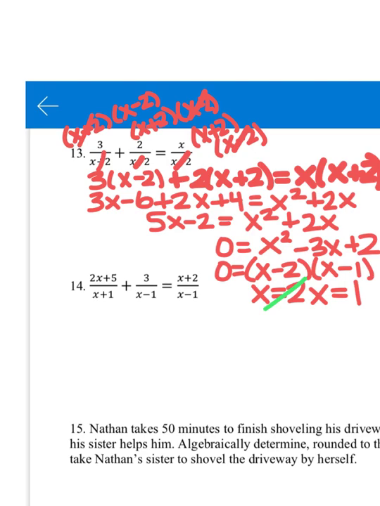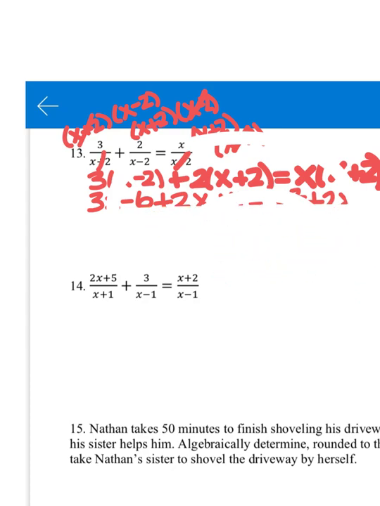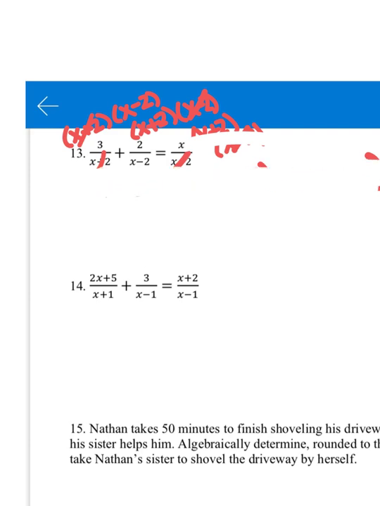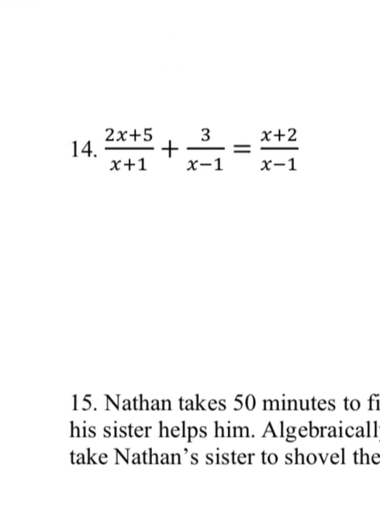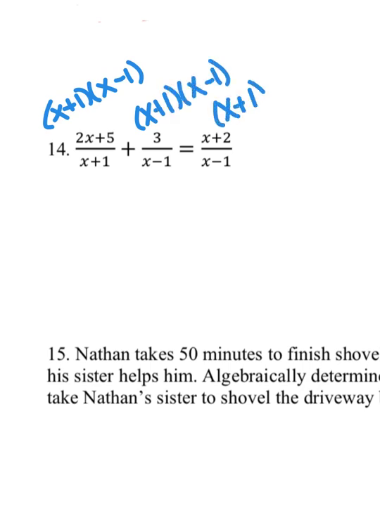I'm going to erase what I just wrote. That way I have space for number 14. All right, for number 14, again, I don't even have to factor the denominators again, right? Because x minus 1 does not factor and x plus 1 does not factor. So my LCD is going to be x plus 1, x minus 1. Okay, so I put that on top of all of them.